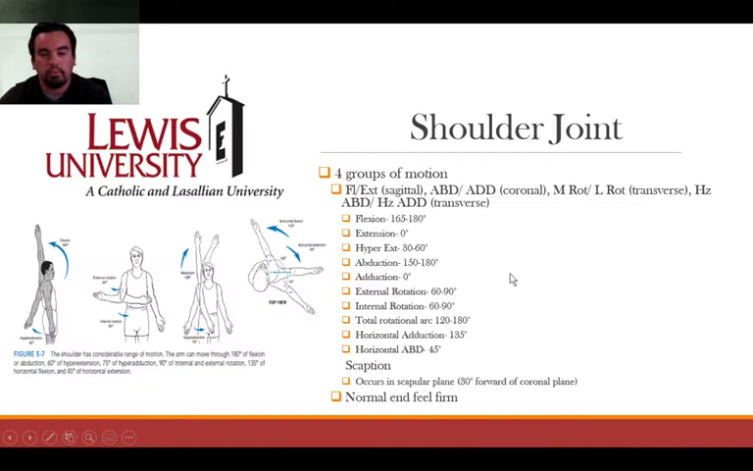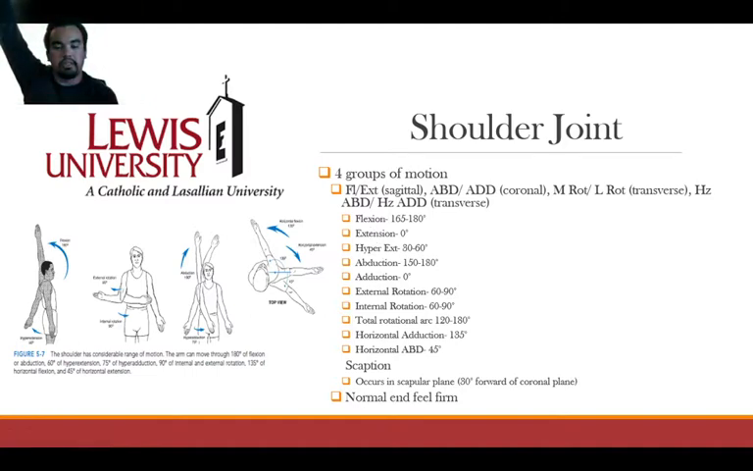There's 4 groups of motion that occur at the shoulder girdle. We have flexion and extension, abduction and adduction. We have medial rotation and lateral rotation. And then we have horizontal abduction and horizontal adduction. Flexion would be when we lift our arm overhead, and that is about 165 to 180 degrees normal.